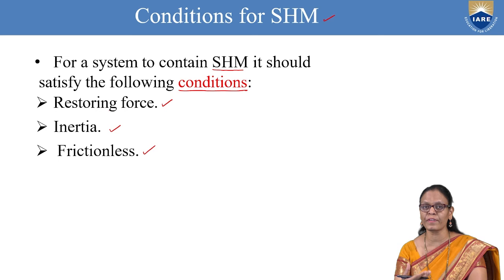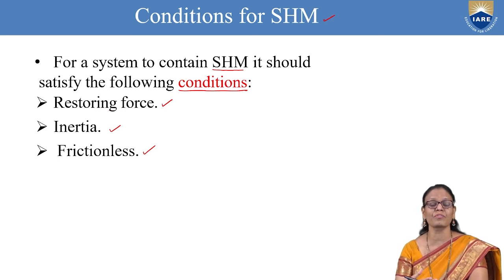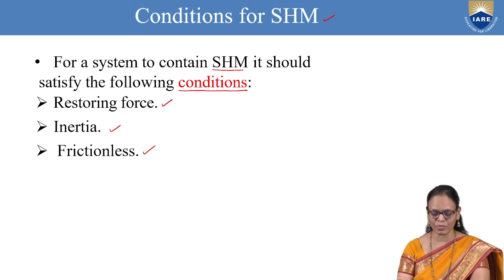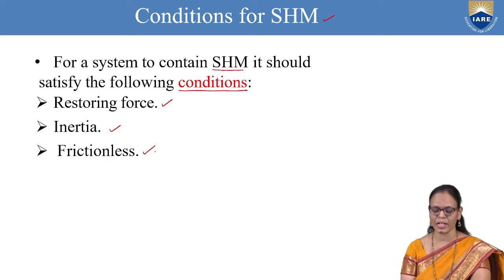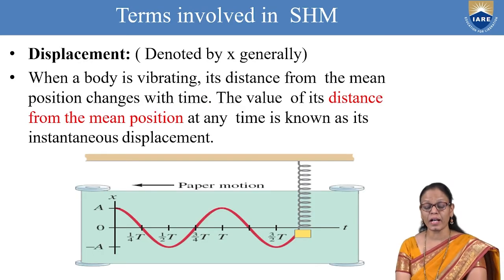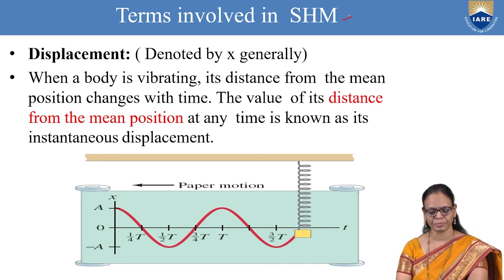Now, if the friction between the block and the surface is more, then the block cannot move freely. So what we need is a frictionless surface. So these three are the main conditions for sustaining simple harmonic motion. Now let us see the other terms that are involved in simple harmonic motion.